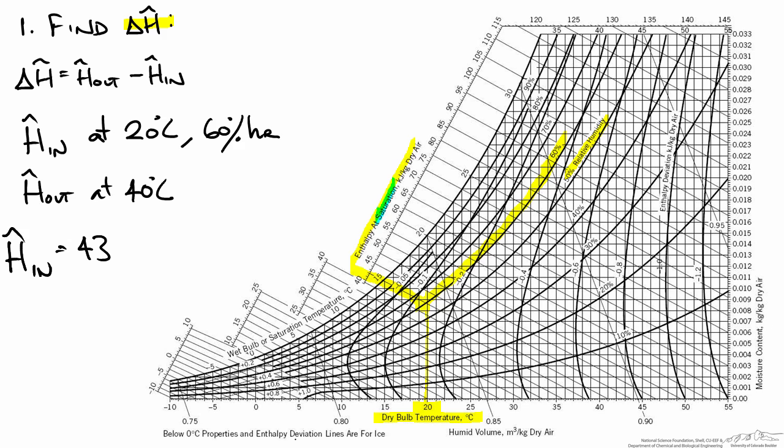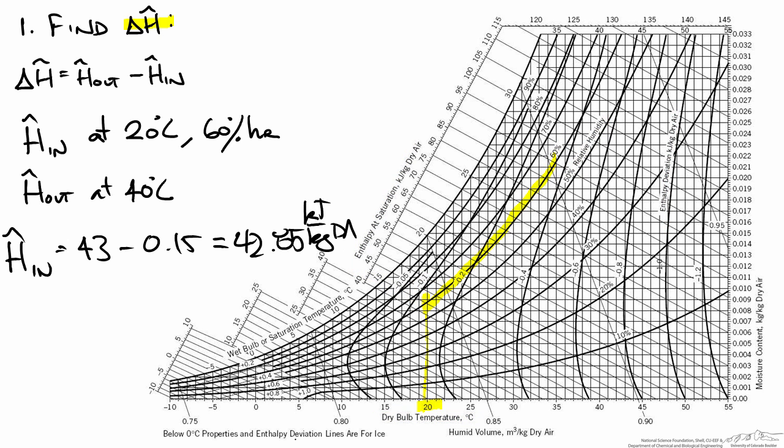So we also need to account for the enthalpy deviation, which are the curves that sweep more vertically across the humidity charts. So our inlet condition is somewhere in between these two enthalpy deviation curves of negative 0.1 and negative 0.2 kilojoules per kilogram of dry air. For the enthalpy deviation, I'll use the midpoint of these two curves, which is negative 0.15 kilojoules per kilogram of dry air, which gives us an inlet enthalpy of 42.85 kilojoules per kilogram of dry air.